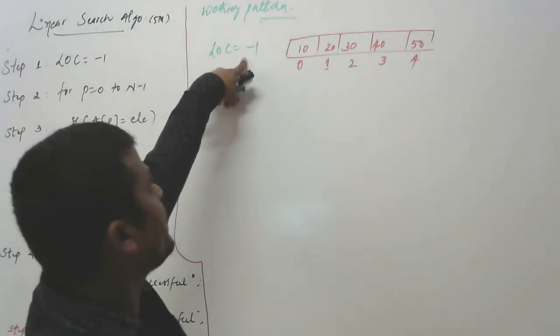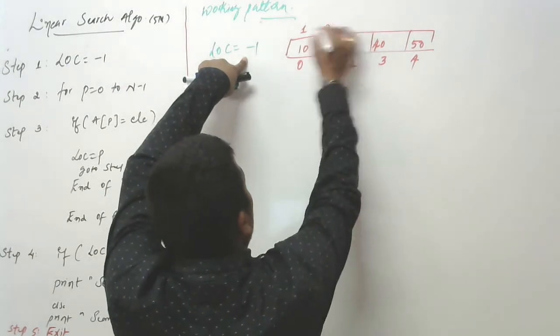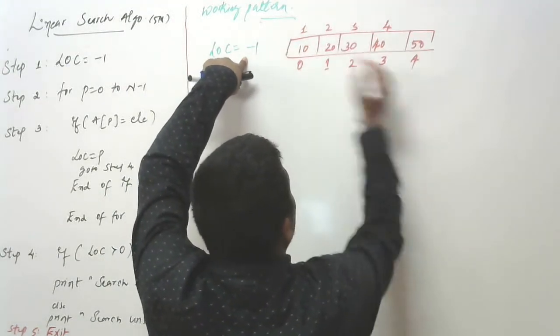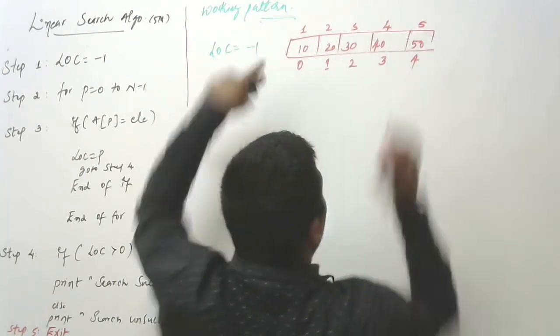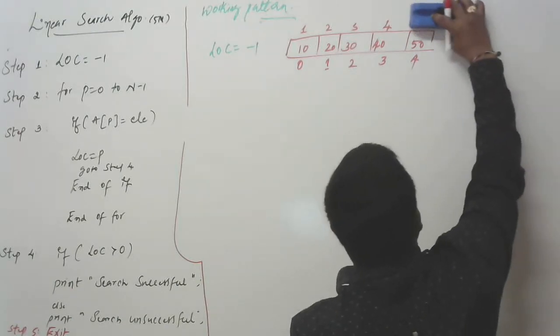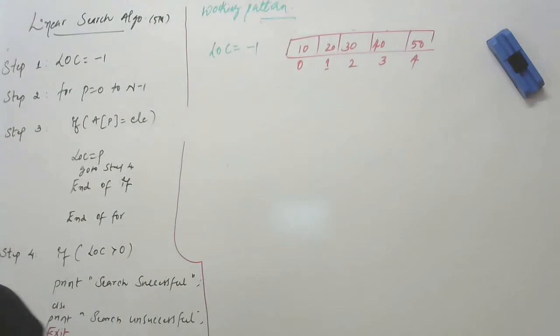Why? Because location 1 minus 1 will be 0, 2 minus 1 will be 1, 3 minus 1 will be 2, 4 minus 1 will be 3, 5 minus 1 will be 4. Right? This is the normal thing I have defined here, because we need to go to this location.